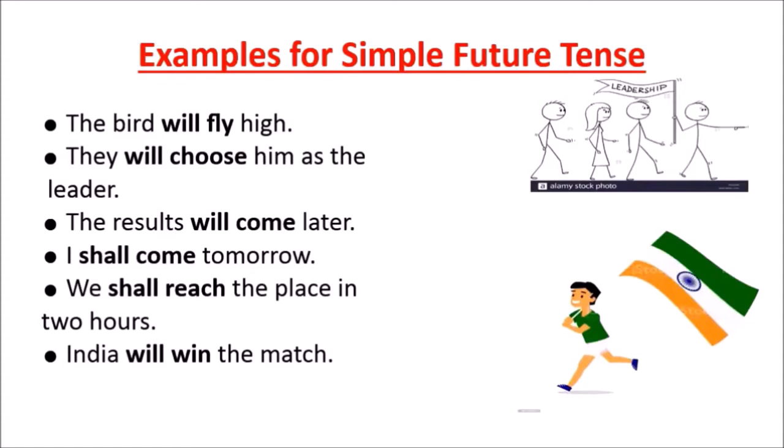So look at the next example. They will choose him as the leader. So what they will choose? They will choose him as a leader means it is like a belief. So someone is believing that the people will choose somebody. It may be anybody in that group of people. So someone is believing that they will choose him as the leader.